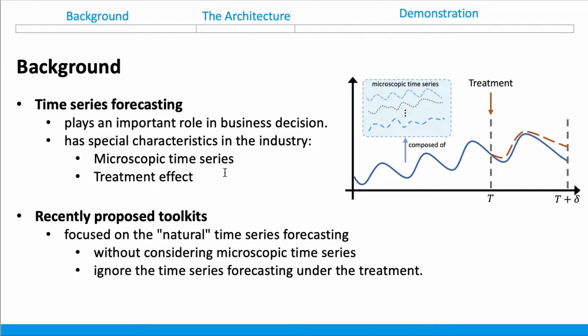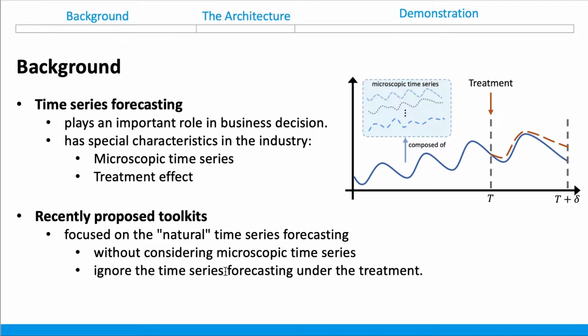More importantly, the macroscopic time series are also intervened by certain treatments on microscopic individuals. It is necessary to study the impact of the treatment on microscopic individuals over time to help the forecasting. Recently proposed toolkits are mainly focused on natural time series forecasting, which build models on the macroscopic time series itself without considering microscopic data, and ignore the time series forecasting under the treatment.